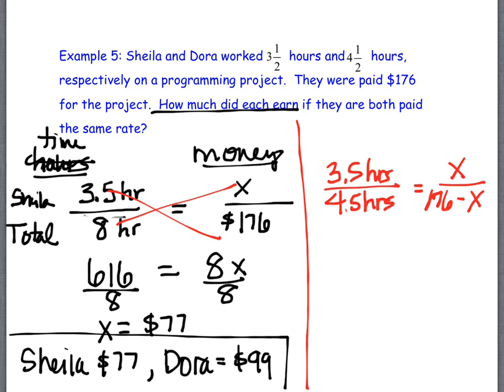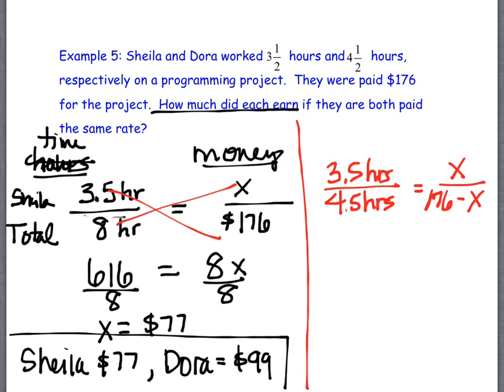So you could also set the problem up like this. This is not quite as pretty, is it? Because I actually am going to have to do some distribution when I do this cross multiplication of the 3.5 and the 176 minus X. You'll still get the same answer. It'll still work. You just have to approach it a little bit differently, and you can do that. Any questions on that one?